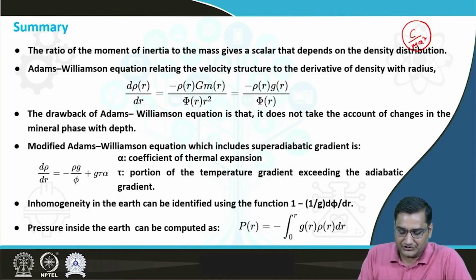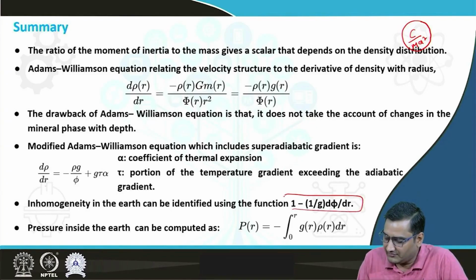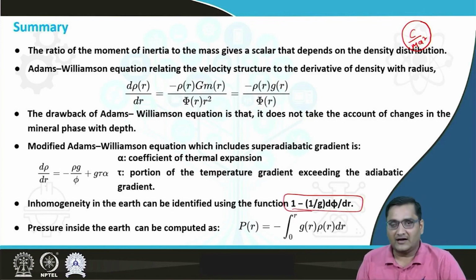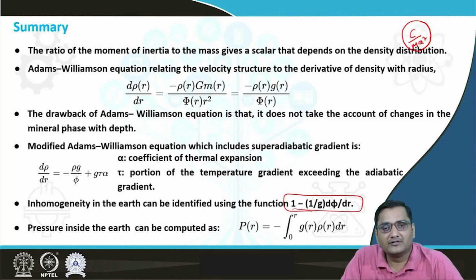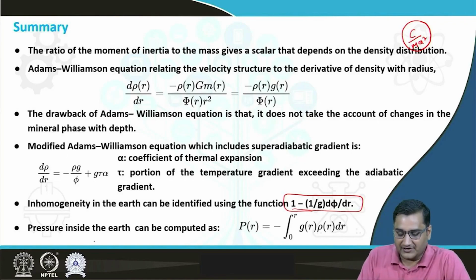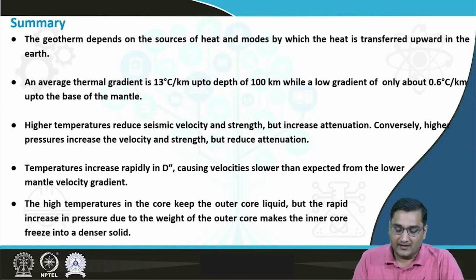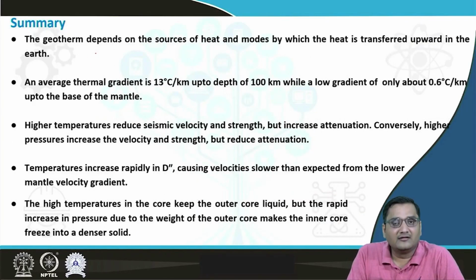And F. Birch proposed that the inhomogeneity in the earth can be identified using this particular function, and we saw that after 900 kilometer the material is homogeneous, and before 900 kilometer depth the material behaves as inhomogeneous material. The pressure inside the earth can be computed as P(r) is equal to minus integral from 0 to radius r of g(r) rho(r) dr. And then we learnt about the temperature variations, that is in the form of the geotherm, which basically reflects the temperature variations with respect to the radius.